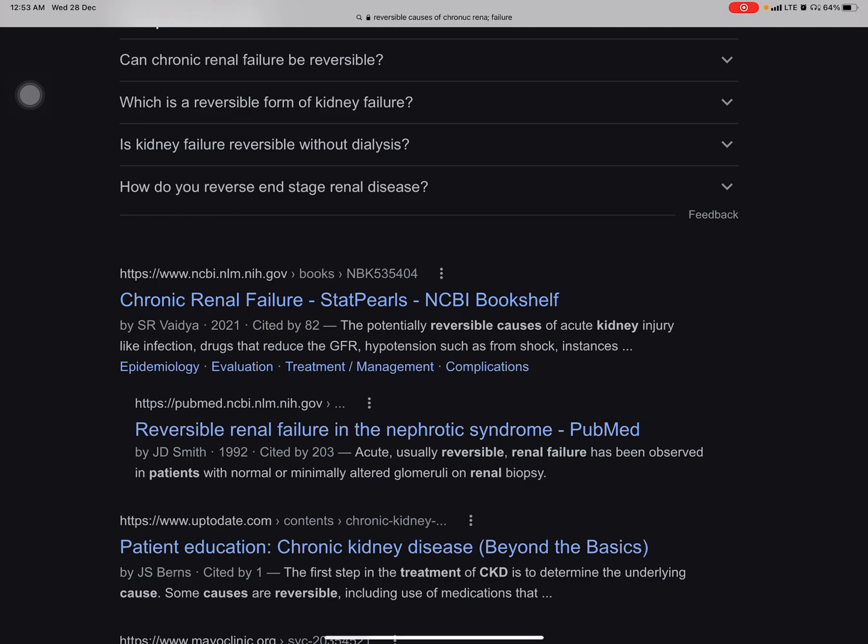In KDIGO classification, greater than 0.3 milligram per deciliter in 48 hours or greater than 50% in 7 days. In stage 1, we have greater than 0.3 milligram per deciliter in 48 hours or 1.5 to 1.9 times baseline creatinine, with less than 0.5 ml per kg per hour for 6 hours urine output. Now just write 0.5 ml per kg per hour. In stage 2, we have 2 to 2.9 times the baseline along with less than 0.5 ml per kg per hour. Stage 3, we have greater than 3 times baseline creatinine, less than 0.3 ml per kg per hour. So we have 6 hours, 12 hours, 24 hours. Done. Now AKIN: 150 to 200 times baseline, 200 to 300 times baseline, greater than 300 times baseline.